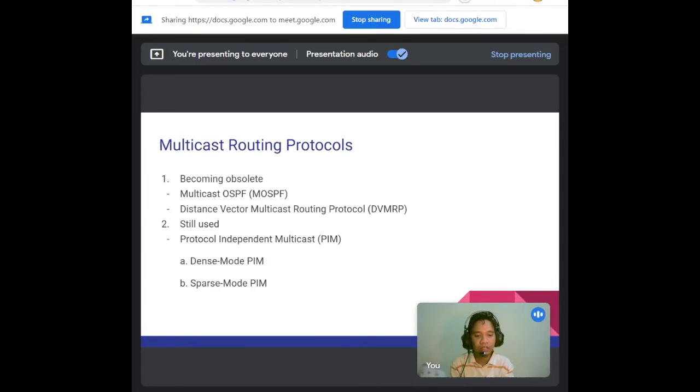There are two multicast routing protocol. First is becoming obsolete. First is multicast OSPF or MOSPF. Then distance vector multicast routing protocol (DVMRP). The second one is still used. Protocol Independent Multicast (PIM) Dense Mode and Sparse Mode.